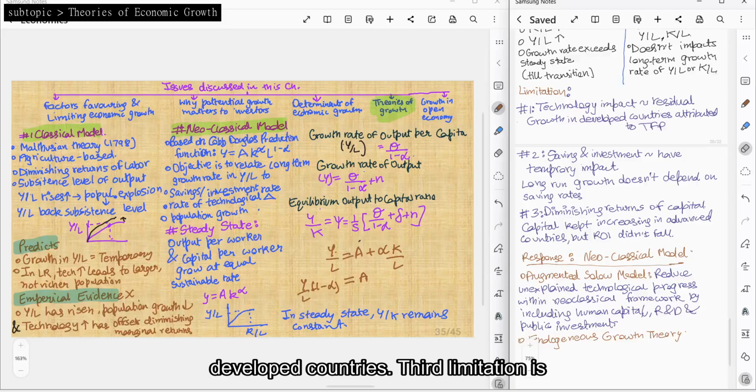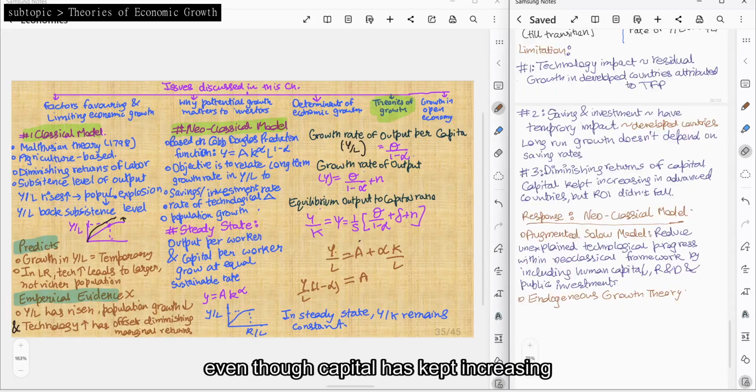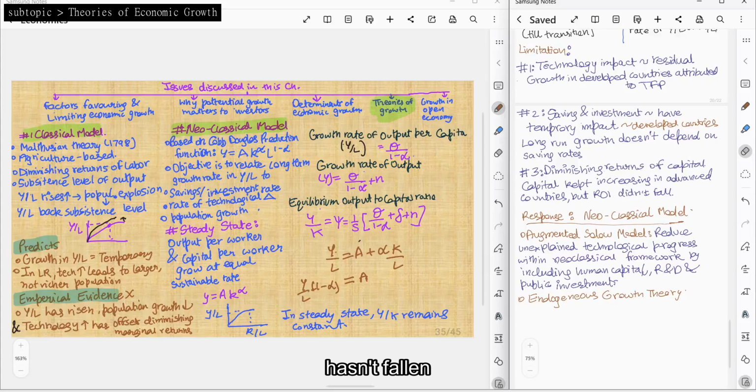The third limitation is the assumption that there are diminishing returns of capital. So in developed countries like USA, Japan, even though capital has kept increasing, the output or return on investment hasn't fallen, which is inconsistent with the neoclassical model, where we have said that capital deepening for developed countries should have no impact on long-term growth rate of GDP per person.